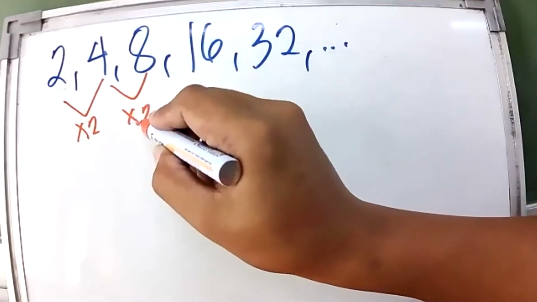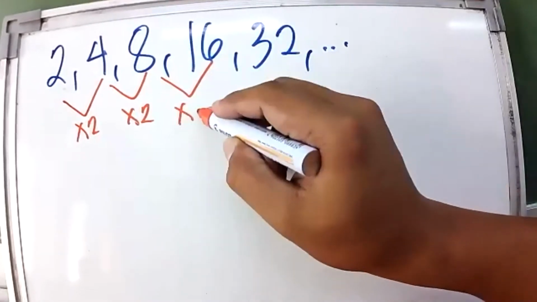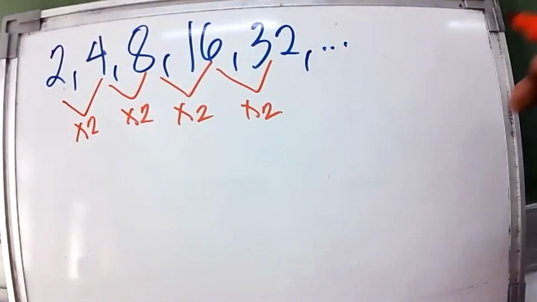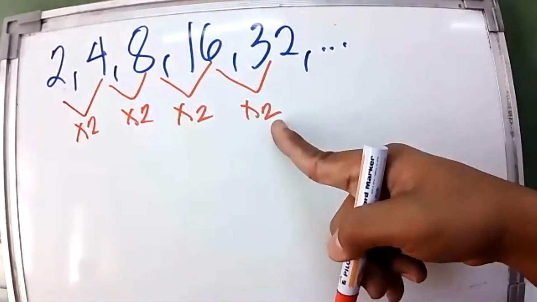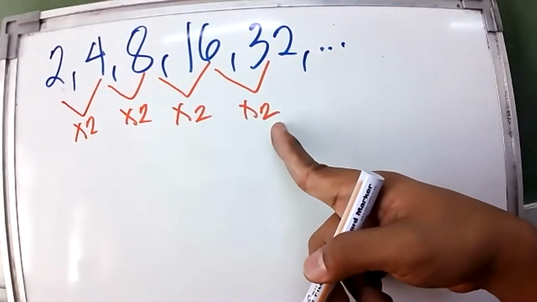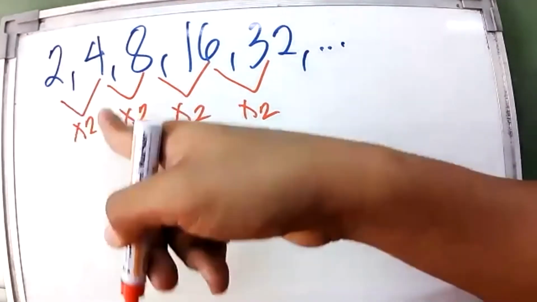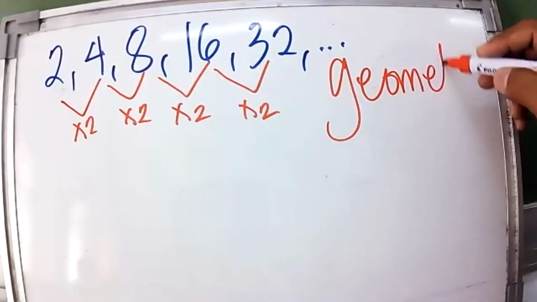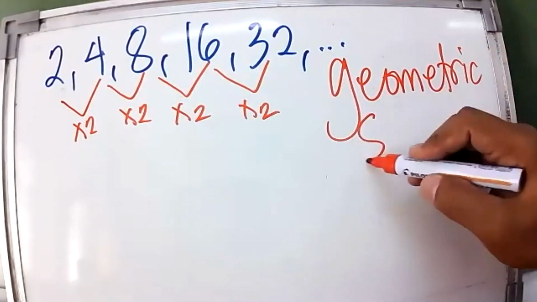So times 2, times 2, times 2, times 2. Okay. So if this is our process, if the pattern is multiplying a number to get the next term, this is what you call geometric sequence.